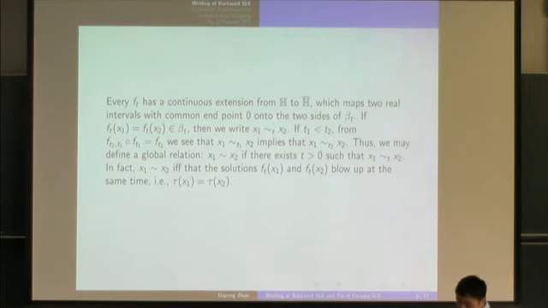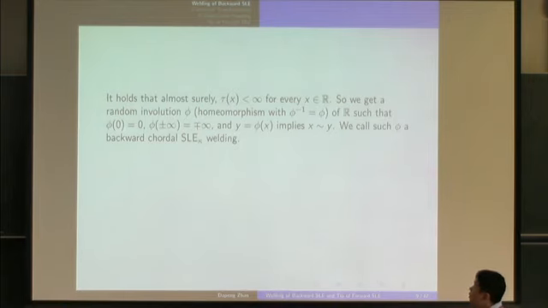In fact, x1 is equivalent to x2 if and only if the solutions f_t of x1 and f_t of x2 blow up at the same time. It holds that almost surely tau of x is less than infinity for every x, so every point will blow up at some finite time. So we get a random involution phi, which is a homeomorphism of the real line whose inverse is itself, so that 0 is fixed and positive infinity and negative infinity are swapped, and y equal to phi of x implies x is equivalent to y. We call such phi a backward coordinate SLE kappa welding.